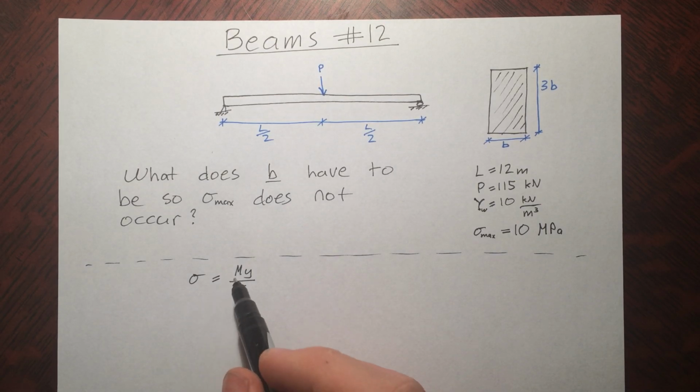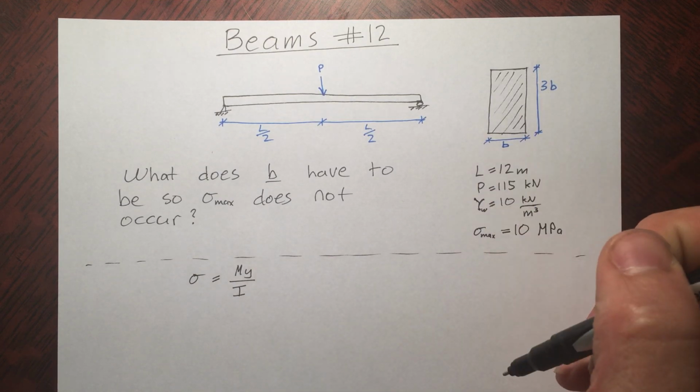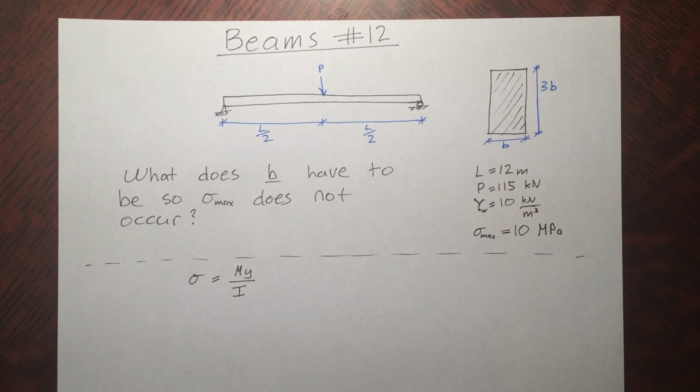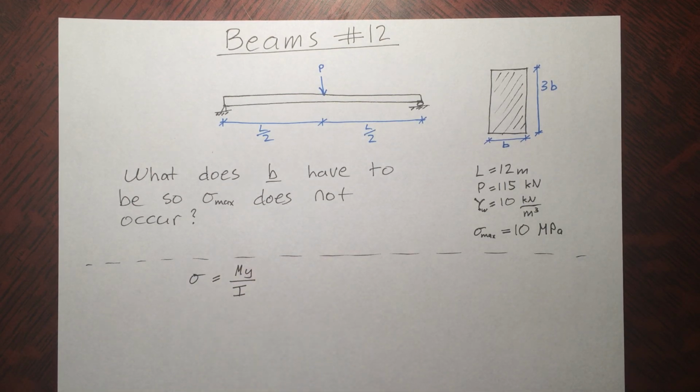So we need to find the bending moment, the distance, and the moment of inertia. The distance and the moment of inertia we can calculate just by looking at this cross section, and we'll do that last. The first and biggest thing is to find the maximum bending moment.